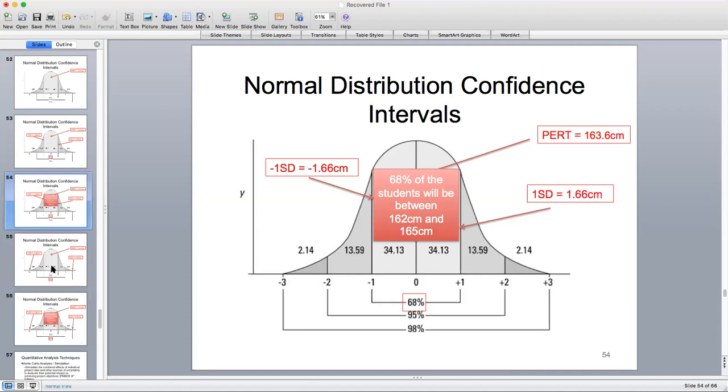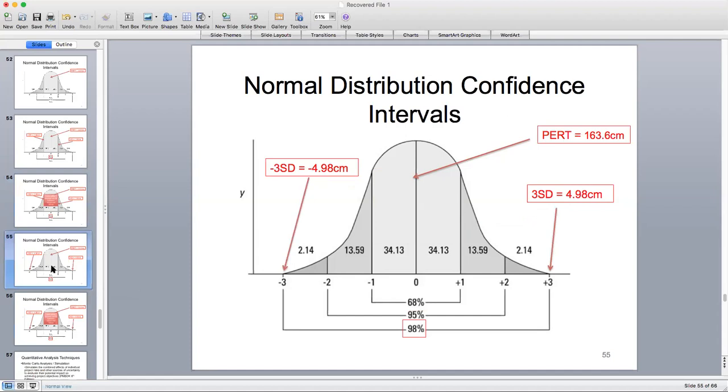Now, we could do that for all standard deviations. Let's look at the 3rd standard deviation. That means we're almost 5 centimeters taller and 5 centimeters shorter than the students at the average height of 163 centimeters, meaning that 98% of the students will fall between 158 centimeters and 168 centimeters tall. Anyone taller than 168 centimeters or shorter than 158 centimeters would represent about 2% of the students in the class. So it's a very small amount, if that.